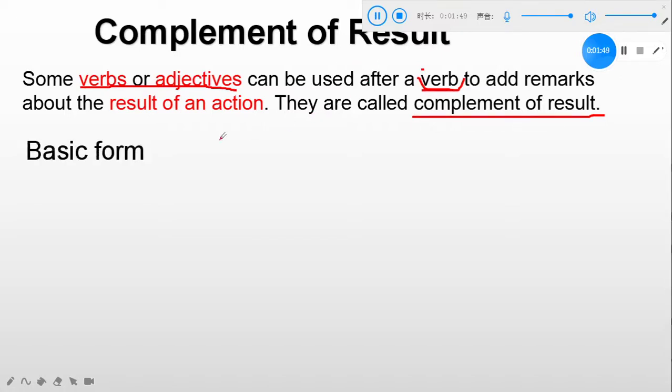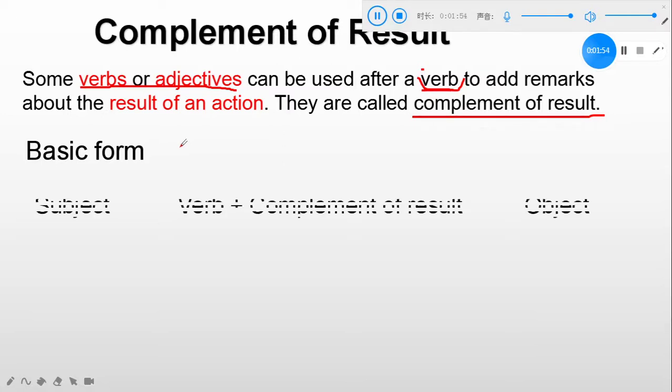Now let's take a look at the basic form, which is a very easy one. It is subject, verb, the complement of result, and then the last is the object. Okay. Alright, now let's take a look at the examples. Example 1.